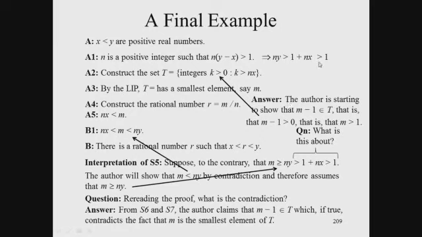And then the author claims that that's bigger than 1 because n is positive and x is positive, so this whole thing is positive. So 1 plus a positive number is always bigger than 1. So these inequalities are correct. And why is the author generating these inequalities? To show that M minus 1 is in T. That's the goal.